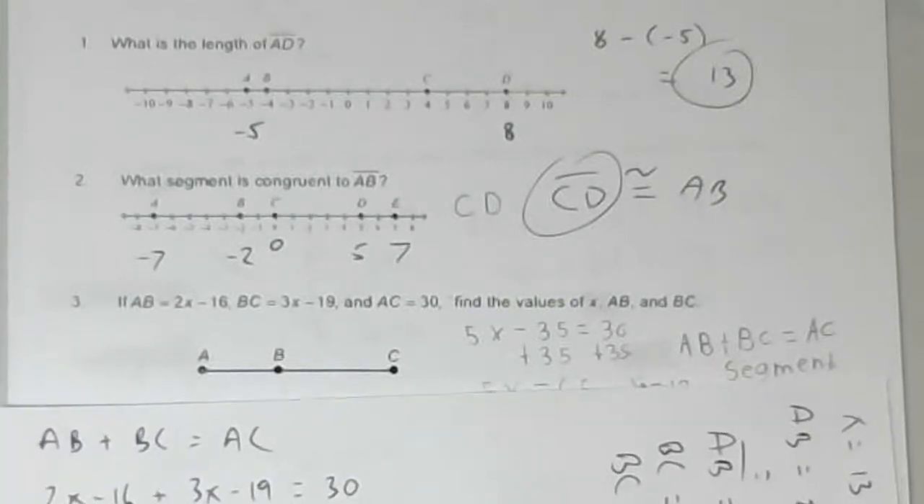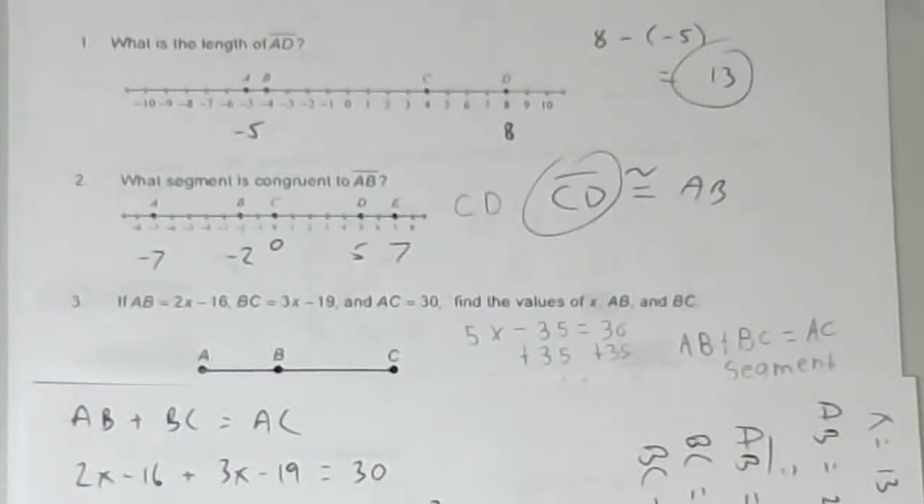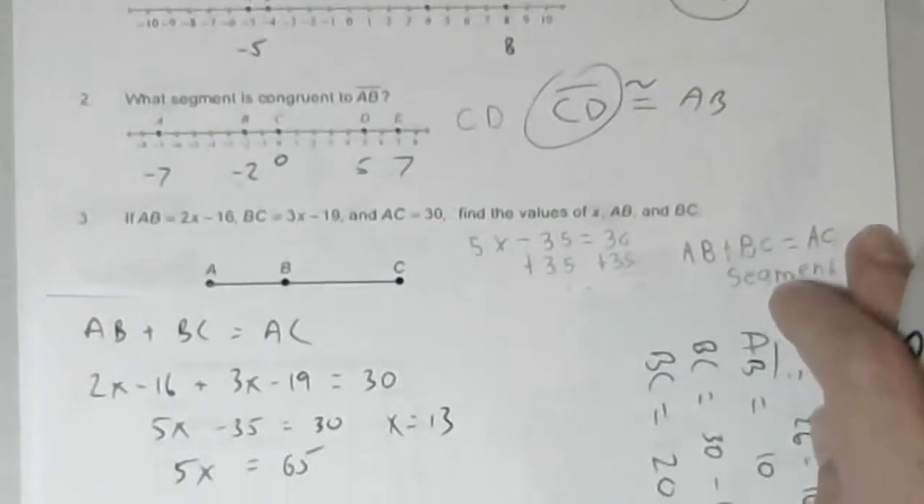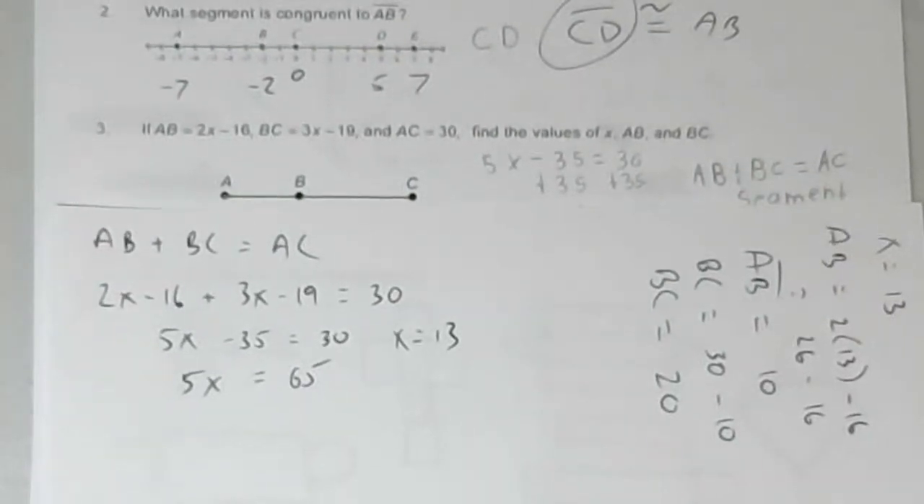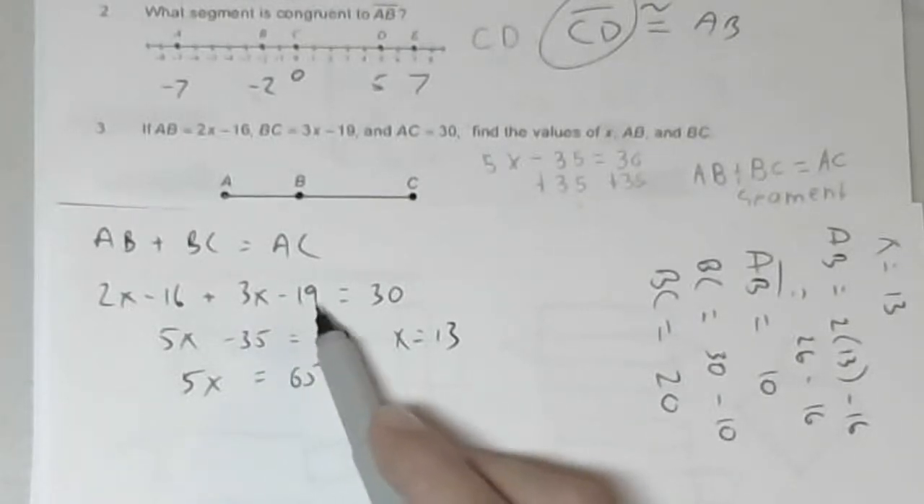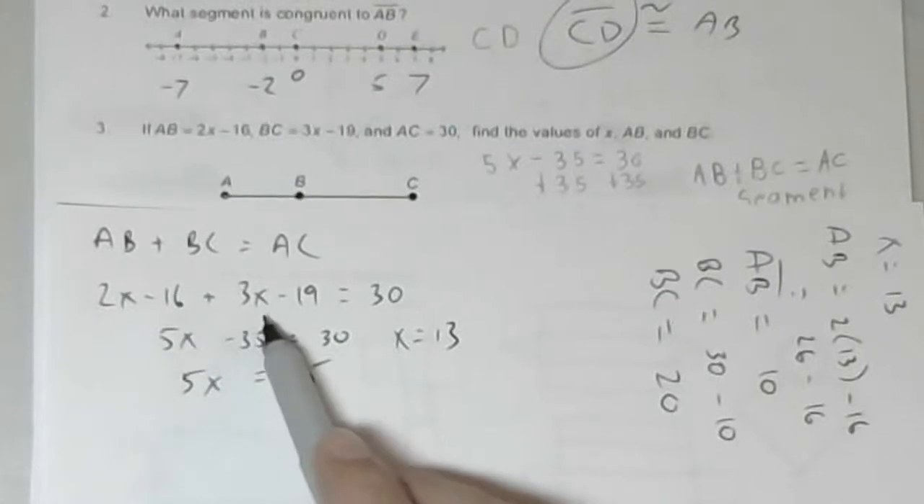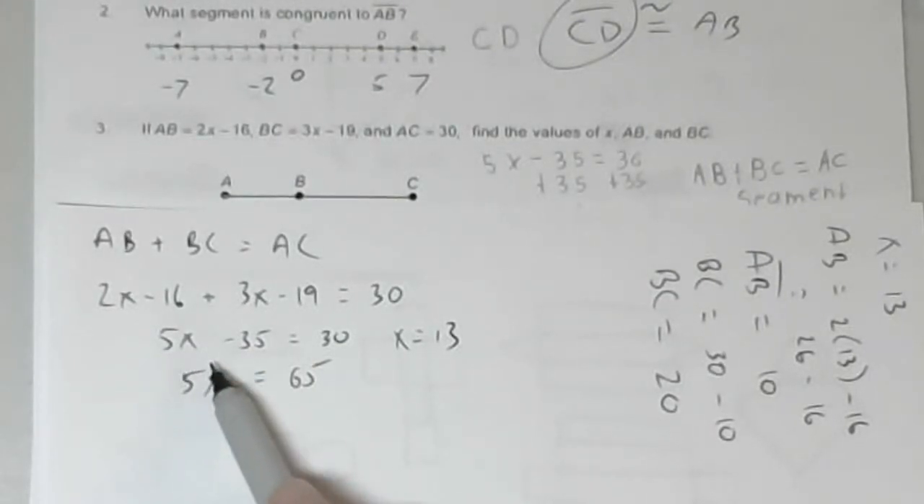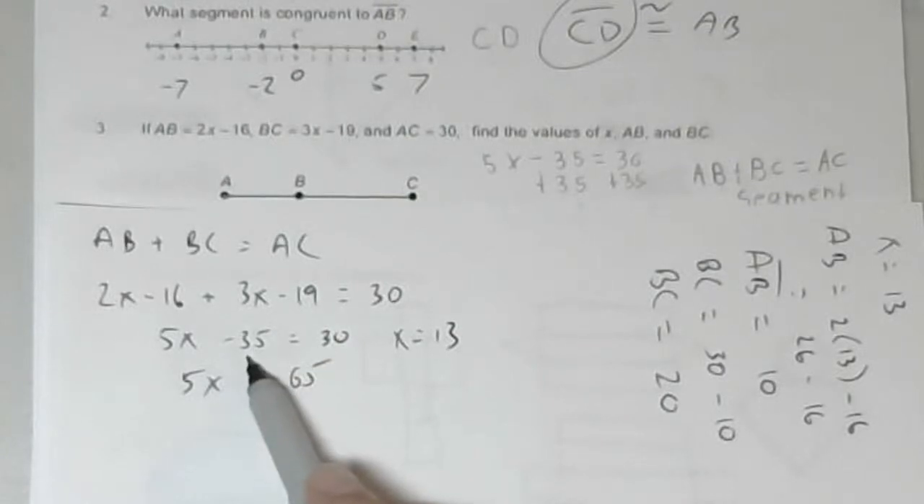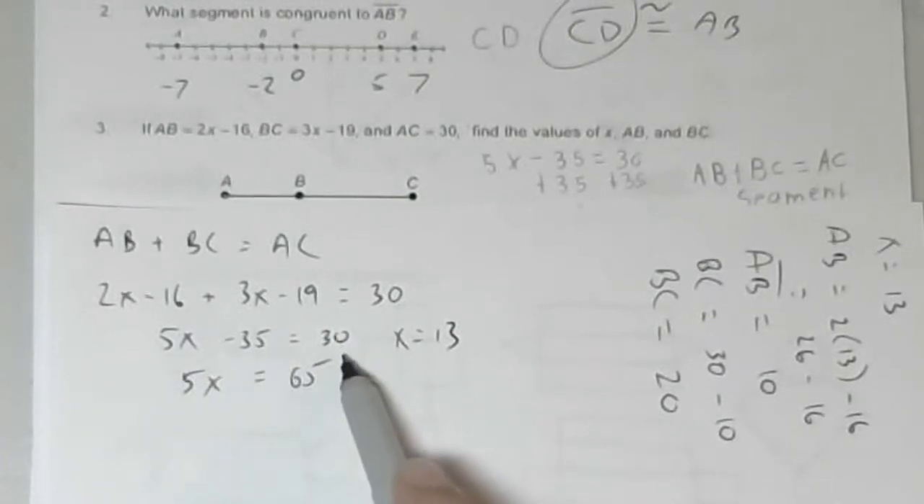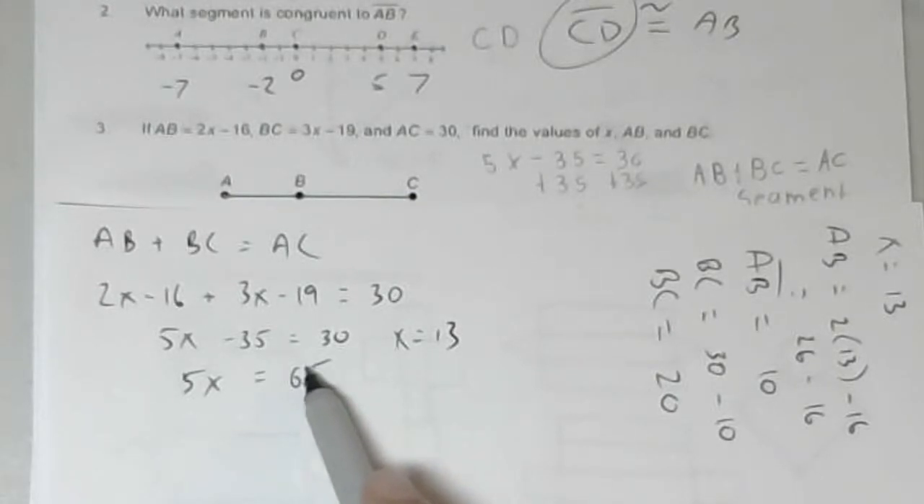If AB equals 2x minus 16, BC equals 3x minus 19, and AC equals 30, then AB plus BC equals AC. That's the segment addition postulate. 2x minus 16 plus 3x minus 19 equals 30. 2x plus 3x is 5x. -16 minus 19 is -35, so 5x minus 35 is equal to 30. Add the 35. 5x is equal to 65, or x is 13.